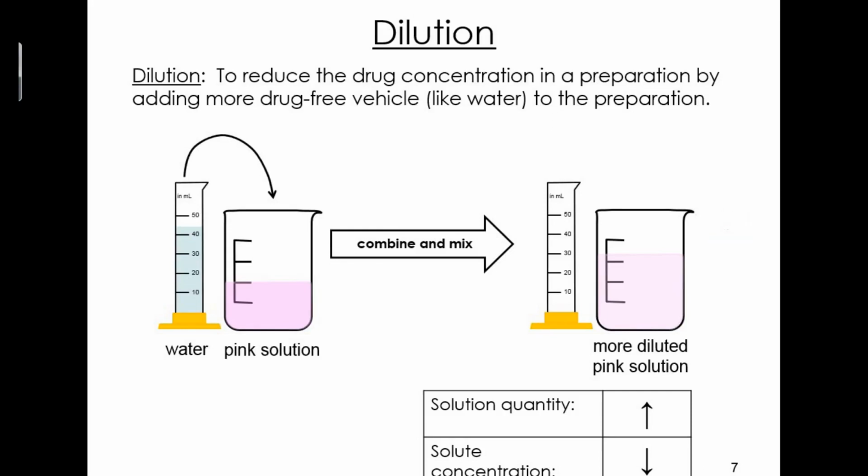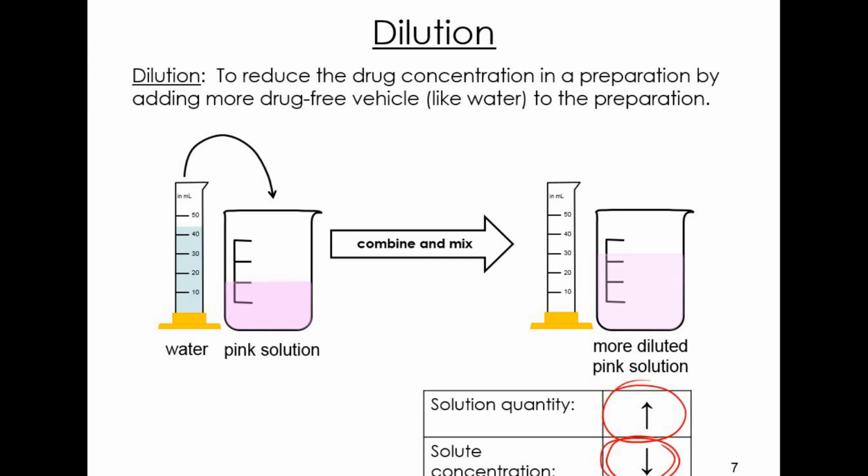Dilution occurs when a drug-free diluent is added to a drug preparation. The added diluent increases the total amount of drug preparation, so increased solution quantity, but it makes the drug within the preparation less concentrated as the drug becomes dispersed through the larger volume, so lower drug concentration.